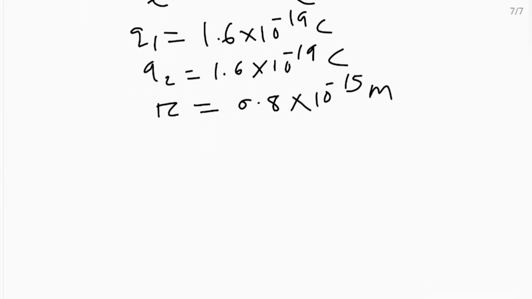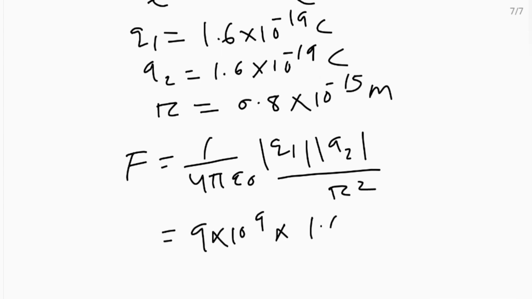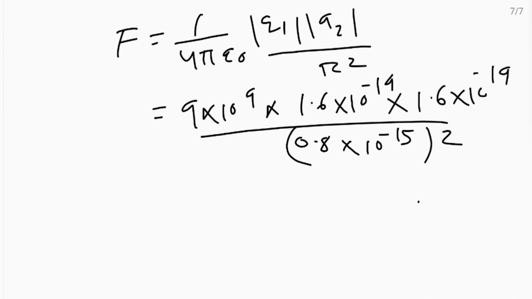So now the Coulomb force formula is what? 1 by 4 pi epsilon, modulus of q1 into modulus of q2 by r square. So the value of 1 by 4 pi epsilon 0 is 9 into 10 to the power 9. q1 is what? 1.6 into 10 to the power minus 19. q2 is 1.6 into 10 to the power minus 19. r is given how much? 0.8 into 10 to the power minus 15 square. If we solve this, what value will we get?